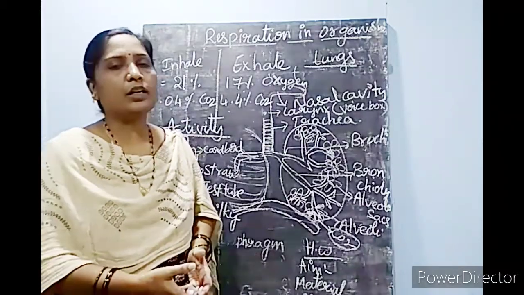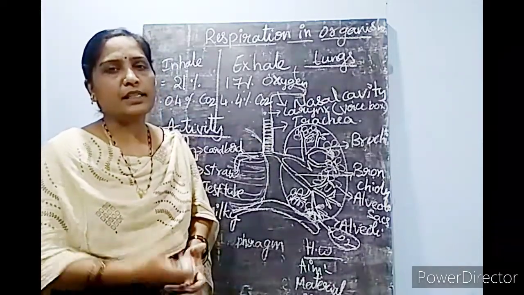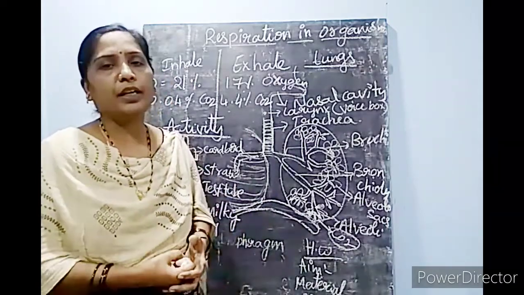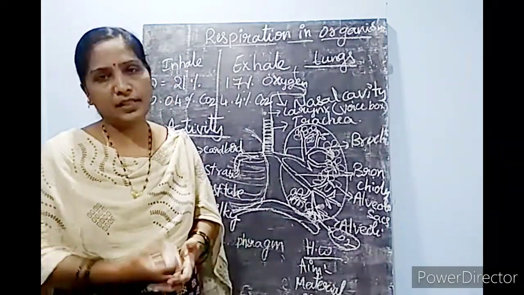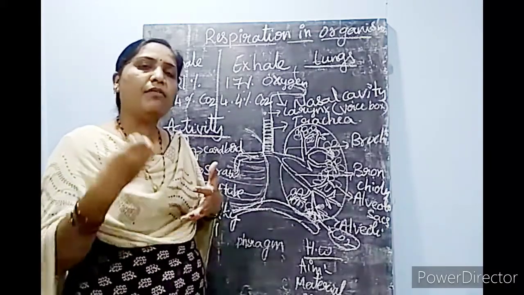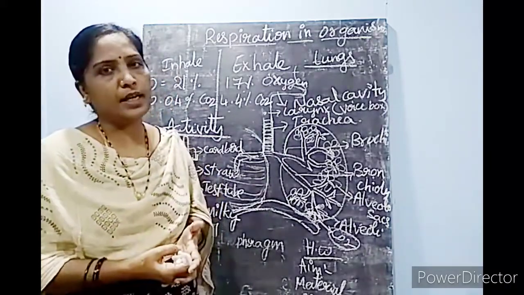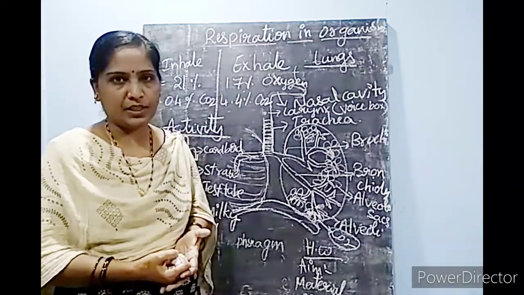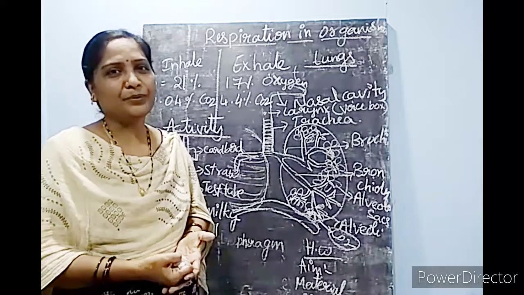And we will move on in the next class. We'll discuss how different organisms, aquatic animals, terrestrial animals and insects, are breathing. Are there any different organs present in them to continue the respiration process? We'll discuss that, children. Thank you.